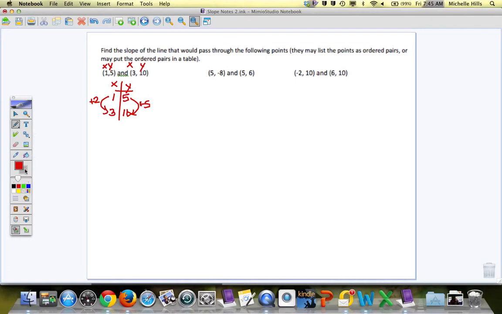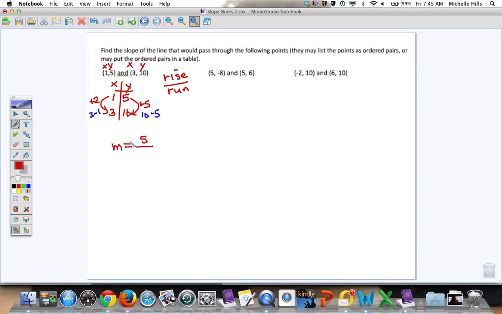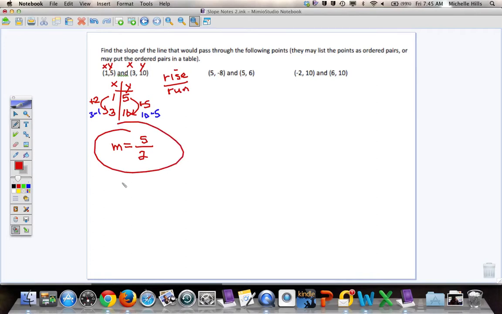Now I could get these numbers by taking 3 minus 1 to get the 2, 10 minus 5 to get the 5. So if I can't just see that, I can calculate it. If I remember that slope is rise over run, y's rise, x's run across, it's the change in y, the 5, that goes in the numerator. The change in x, the 2, goes in the denominator. I can't simplify 5 over 2, so that's my slope. Sometimes you will see horizontal xy tables.